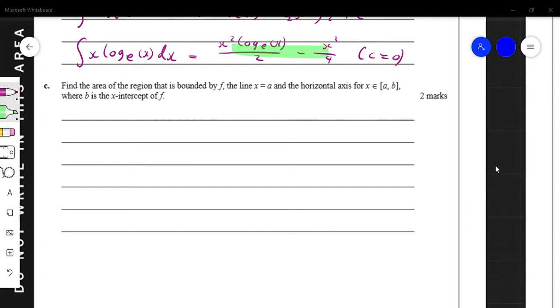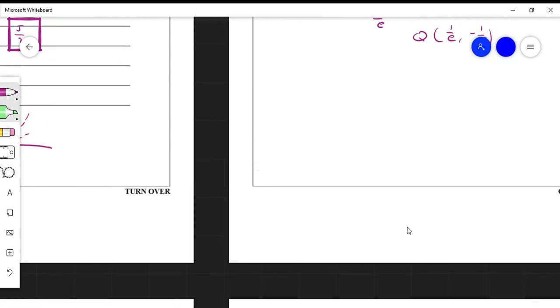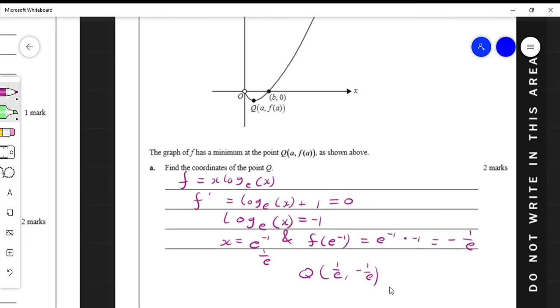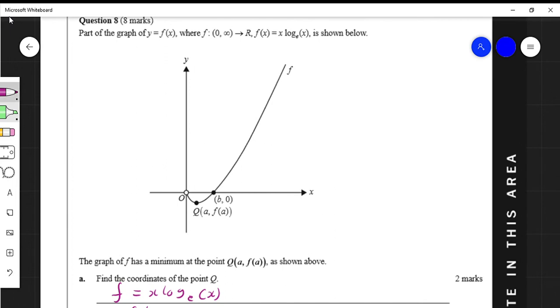Okay, so remember, a has a value. So I'm going to go back to here. We're looking for the region that's bounded by f and this line, so this is x equals a. X equals a equals 1 on e, as we found before. So don't think that a is just an arbitrary constant. Remember that a has a value. And we want the horizontal axis and the graph. So literally just this bit here.